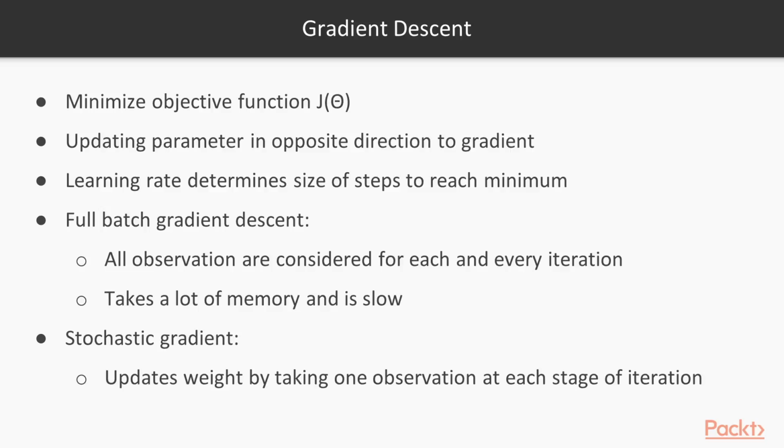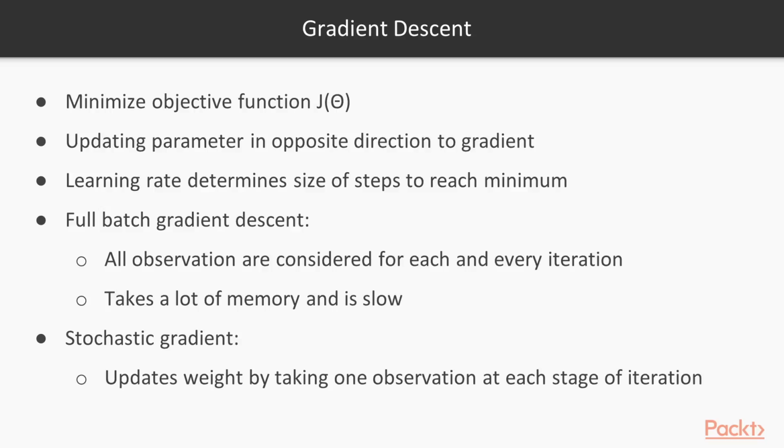Gradient descent is a way to minimize the objective function J of theta parameterized by the model's parameters, by updating the parameters in the opposite direction to the gradient of the objective function with respect to the parameters. The learning rate determines the size of steps taken to reach the minimum. In full batch gradient descent, all the observations are considered for each and every iteration. This methodology takes a lot of memory and will be slow as well. Also in practice, we do not need to have all the observations to update the weights.